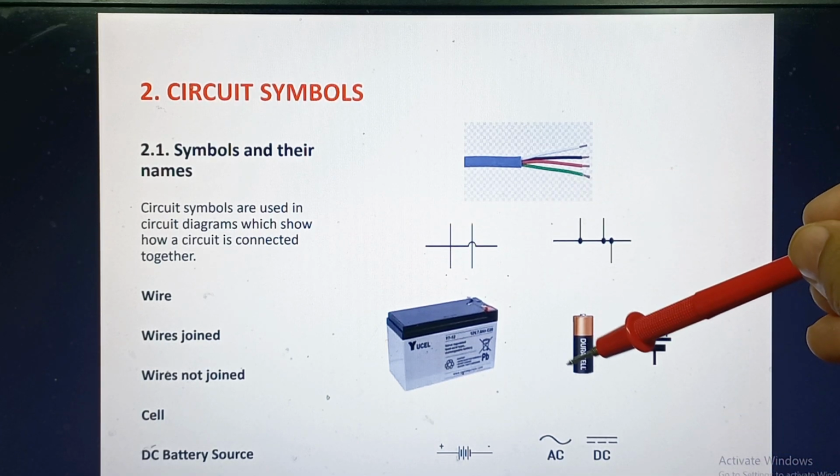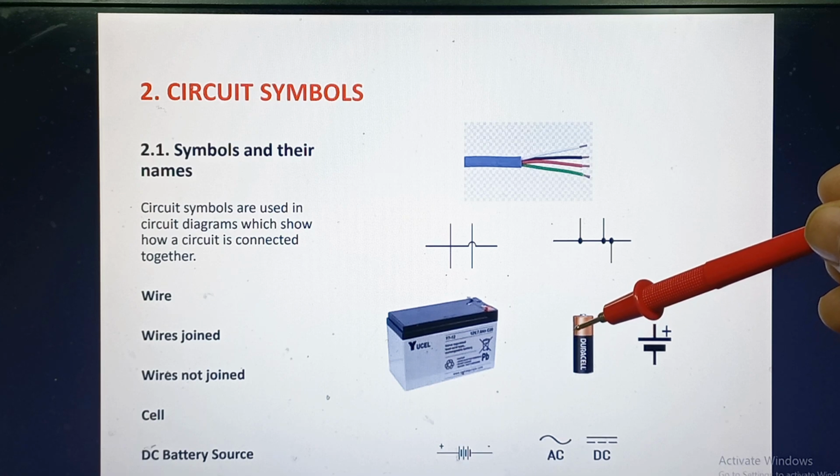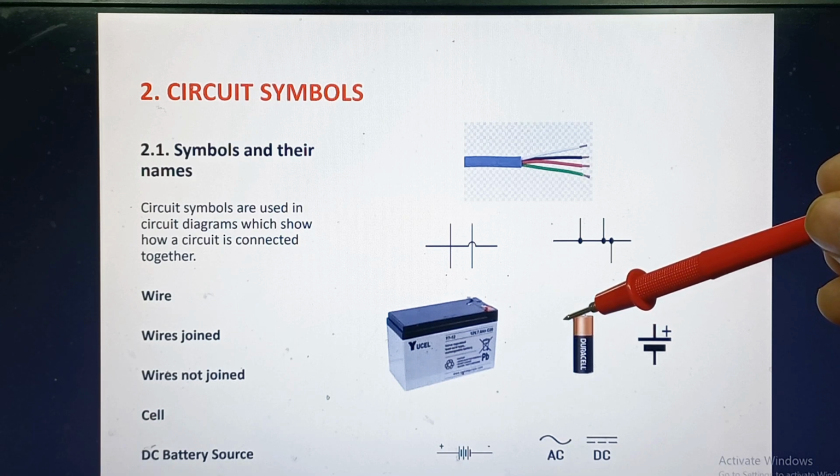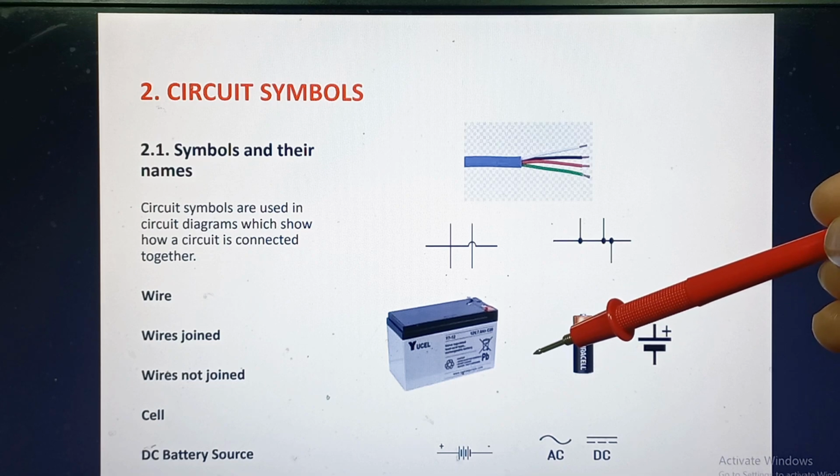This is a cell, a DC battery source. A single cell is represented over there. This is a symbolic representation of a single battery cell. This one is the positive terminal and this one is the negative terminal of this battery cell.